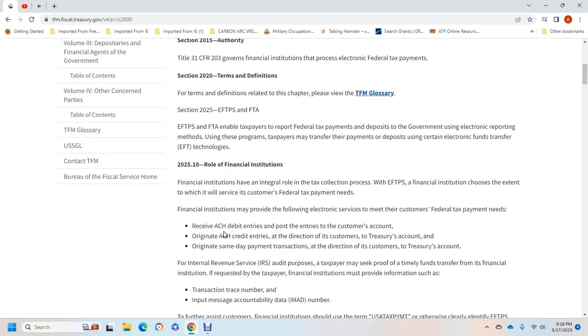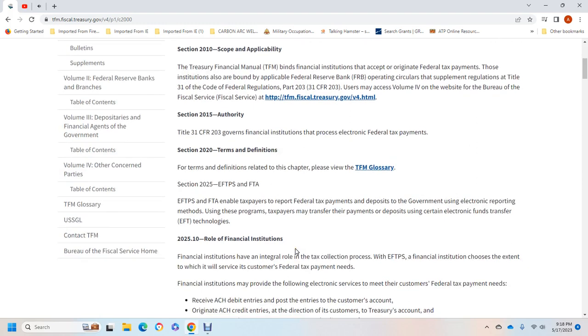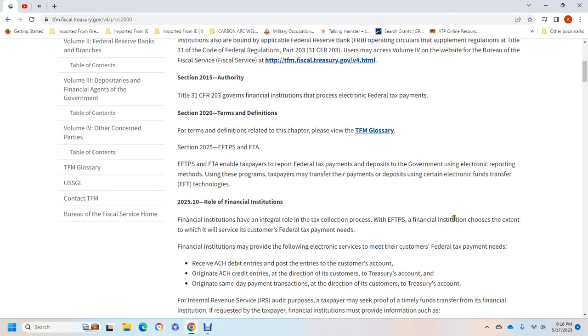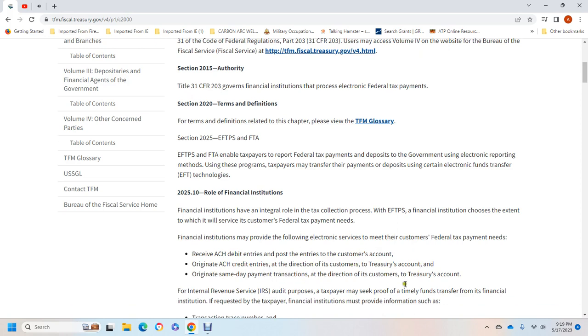2025-10, Role of Financial Institutions. Financial institutions have the integral role of the tax collection in the electronic federal tax payment system. Financial institutions choose the extent with which to serve the customer where federal tax payment is needed. A financial institution may provide the following electronic services to meet customer federal tax payment needs: receiving automated clearinghouse debit entries, proposed entry for the customer account, originating automated clearinghouse credit entry for the customer with the Treasury account, and originating same-day payment for the transaction direction customer Treasury account.